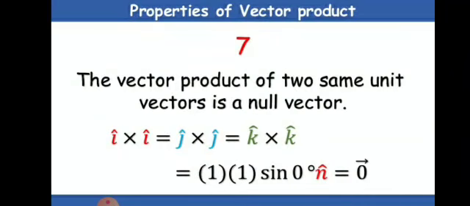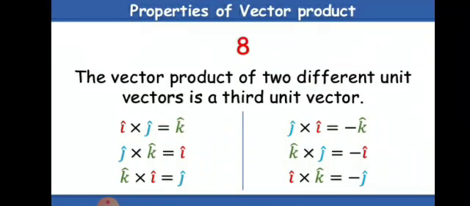The vector product of two same vectors is a null vector. If we multiply the same unit vectors, then you will get a null vector. I cap cross I cap is equal to J cap cross J cap is equal to K cap cross K cap. Its value becomes 0 vector or null vector. Its magnitude is 1 and 1, but the sin value becomes 0.